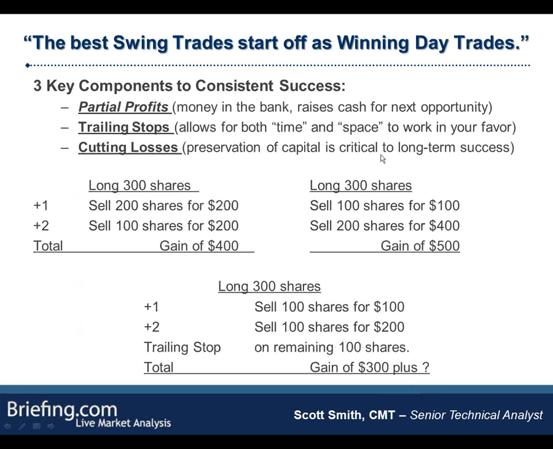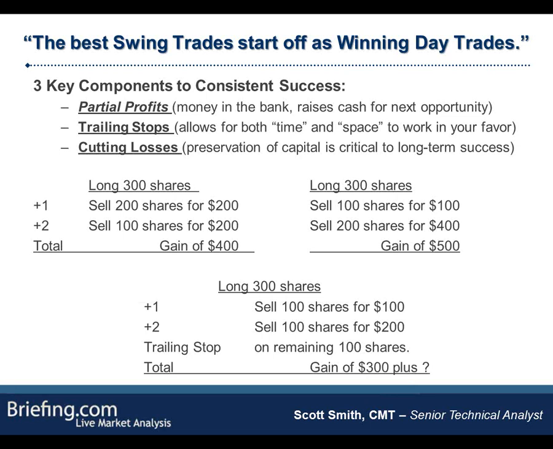So I have a theory that basically says that the best swing trades are going to start off as winning day trades. This may be a little self-intuitive, but basically when I go into a position, say I'm using 300 shares of stock, I want to make sure that when it starts to work in my favor, I'm going to peel something off. I'm going to treat it as a day trade initially. So if I got long 300 shares of stock and it moves $1 in my favor, I have a choice of selling a portion of that position, either 100 shares, 200 shares, or maybe 50 shares.